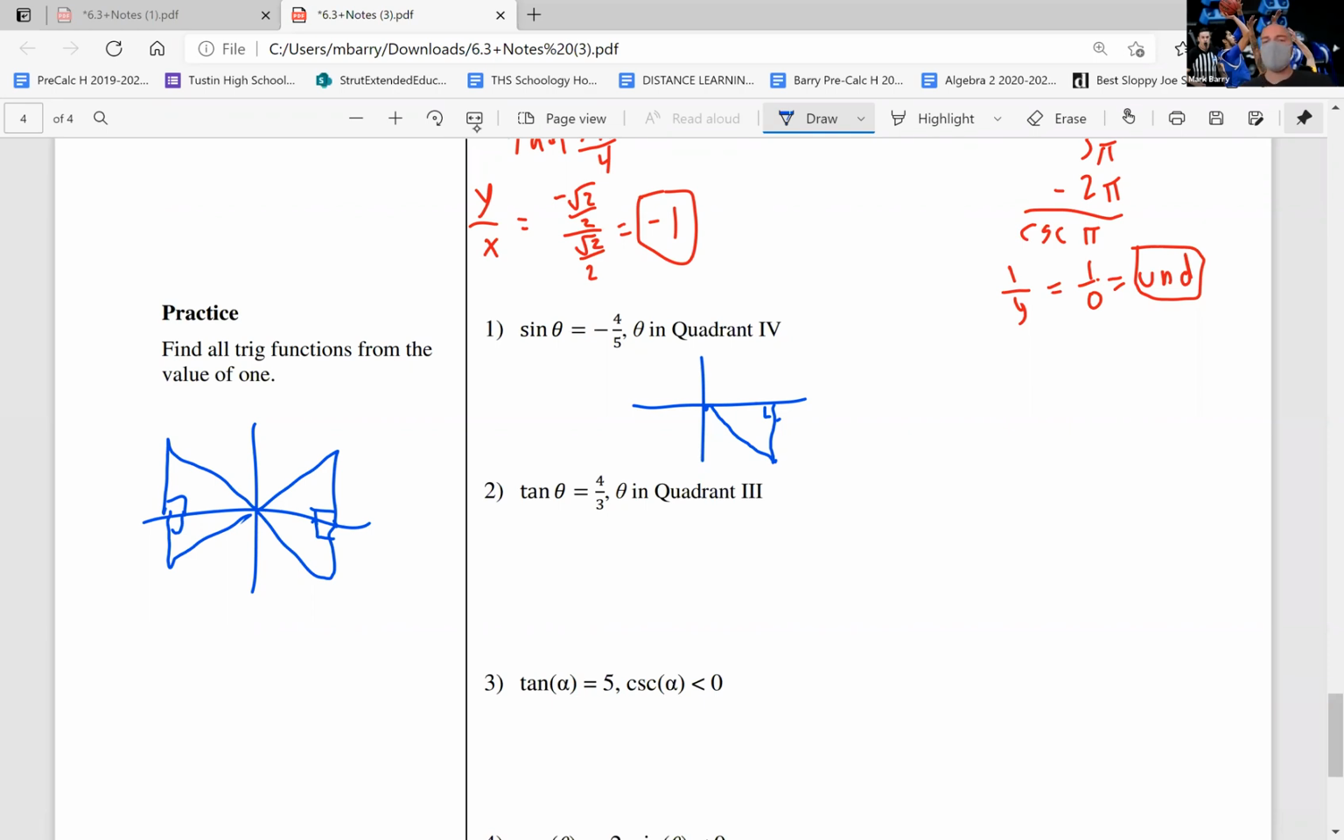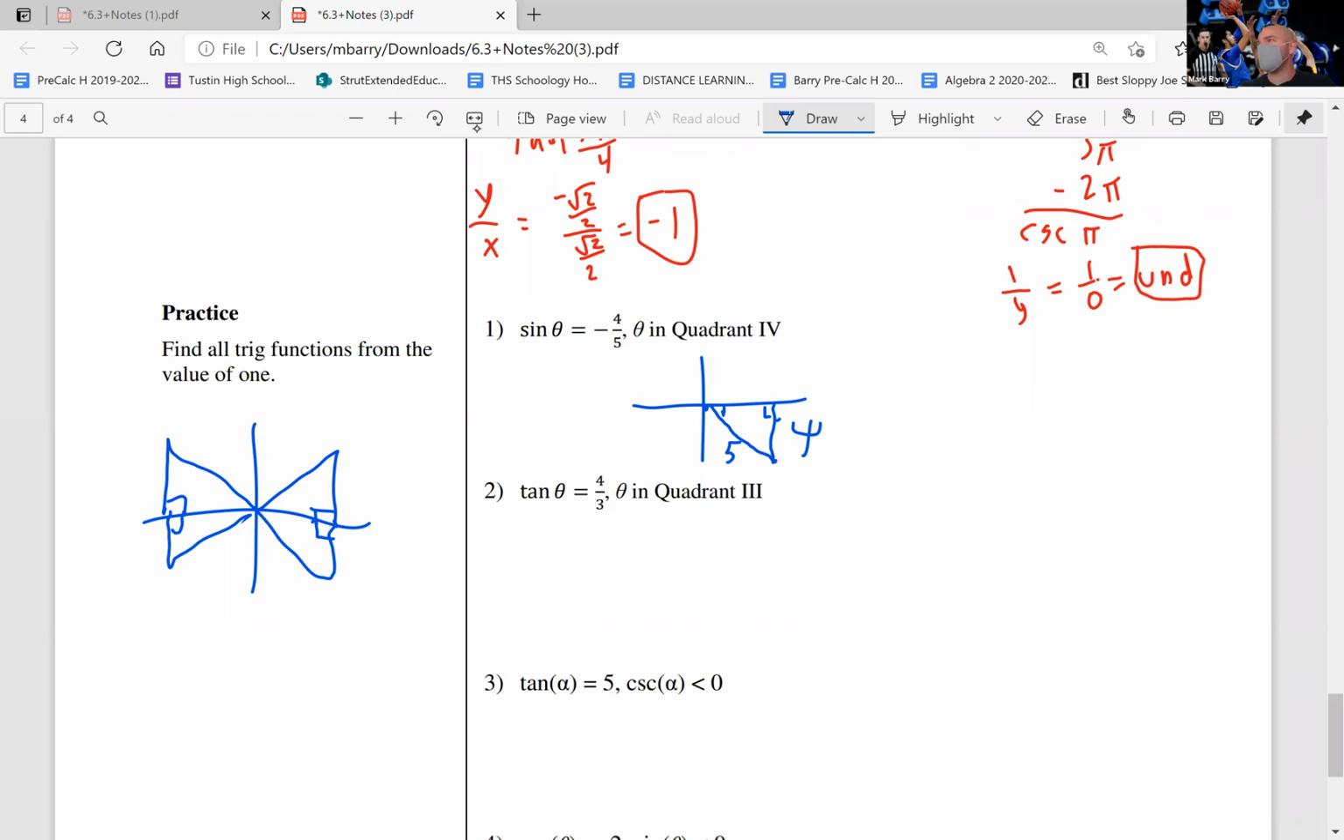Okay, now, they said the sine is -4/5. So I know one of these sides is going to be 4, and one of these sides is going to be 5. Or sorry, this is our angle, so it's not just any side you want. Opposite is 4. Hypotenuse is 5, right? That's sine. Opposite over hypotenuse, 4/5.